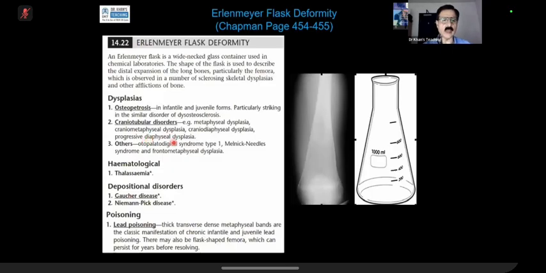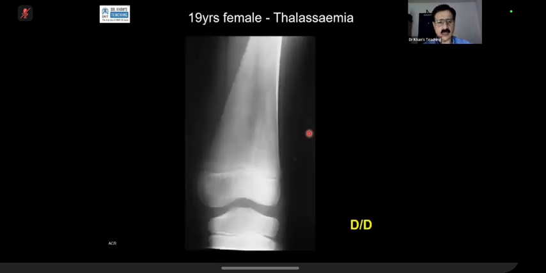So this is what we call an Erlenmeyer flask deformity. In your laboratory, all of you in your A levels and GCSE must have used this flask in chemistry experiments. So this is the Erlenmeyer flask. When there is a femur in which the distal metaphysis is expanded, we use this word. And there will be a differential diagnosis. Even here, there is no stigmata on this film to confirm that this is thalassemia. So the examiner is going to ask you what else can it be.